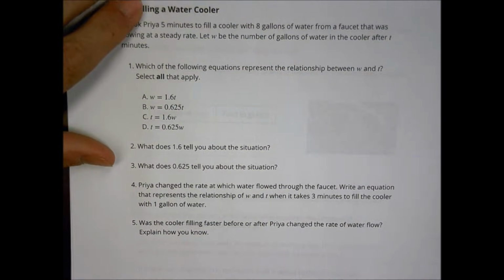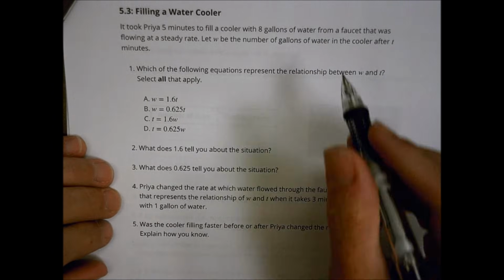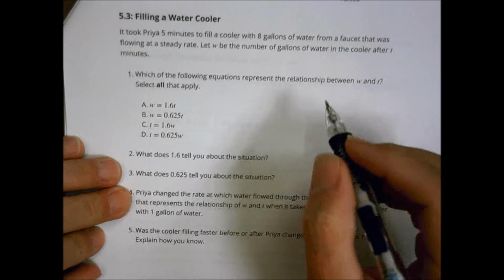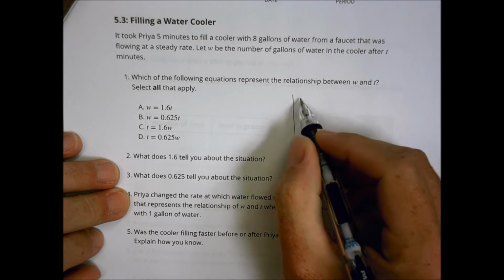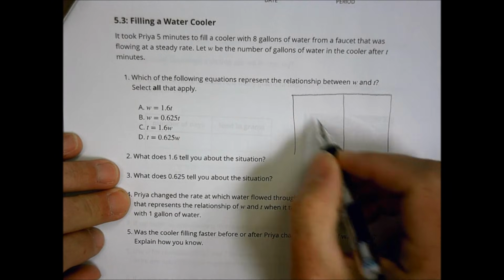Alright, let's take a look at 5.3. So 5.3 is on filling the water cooler. And in this problem here, I think it's really important that you begin with some sort of table perhaps to help you understand the relationship here. So we've been playing with tables, so let's go ahead and make a table real quick. Alright, we have 2 columns here.